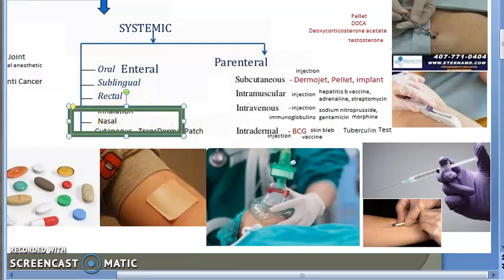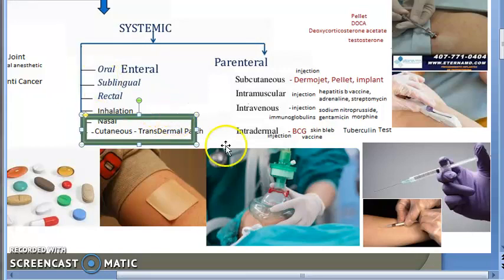Moving on, nasal. Nasal, like nasal route, but systemic they are talking about, okay. Some things like gonadotropin releasing hormone, desmopressin, all these have been tried via a spray or a nebulized solution, and that's all for now. Let's move on to cutaneous.